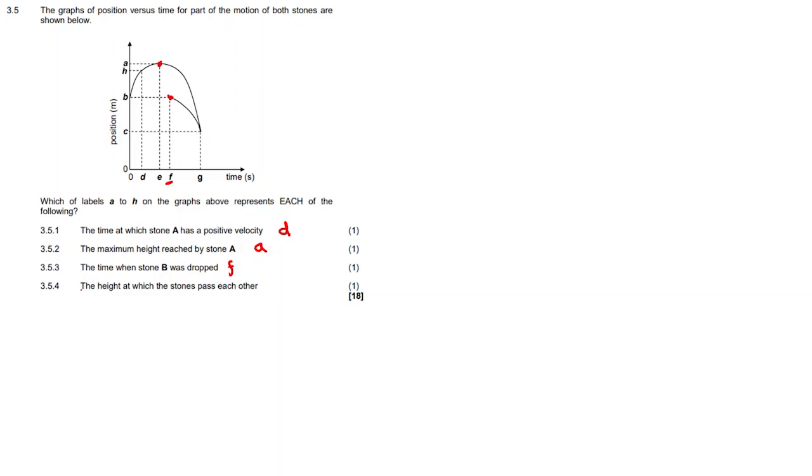Question 3.5.4. The height at which the stones pass each other. So we can see, here's where the two stones pass each other. Therefore, the height that corresponds with it is C.